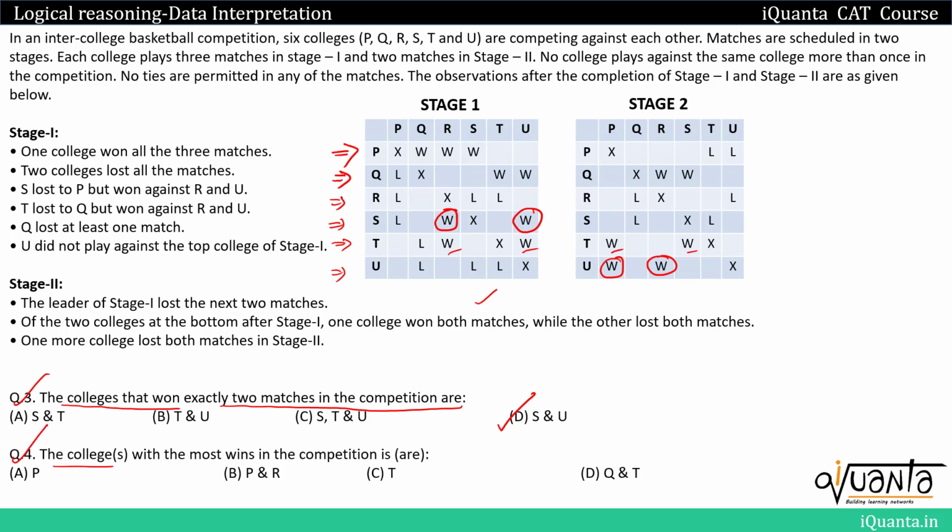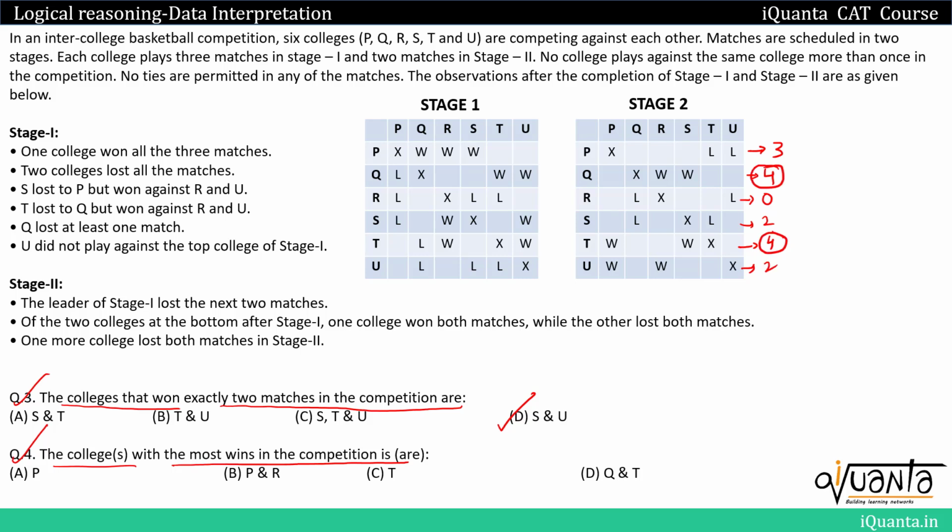Last question is the colleges with the most wins in the competition are. So P has won total 3 games, Q has won 4 games, R has won 0, S has won 2, then T has won 4 games in total, U has won just 2. So we have T and Q as the 2 teams that have won most of the matches. So Q and T, option D will be the correct answer.